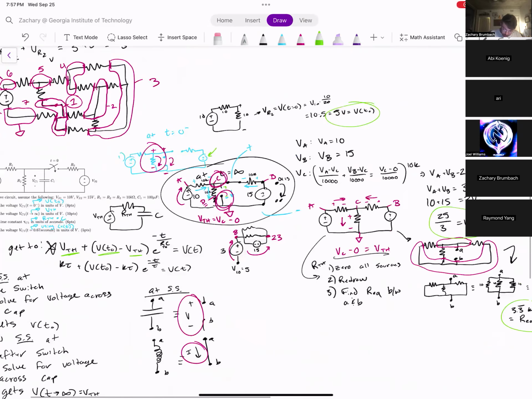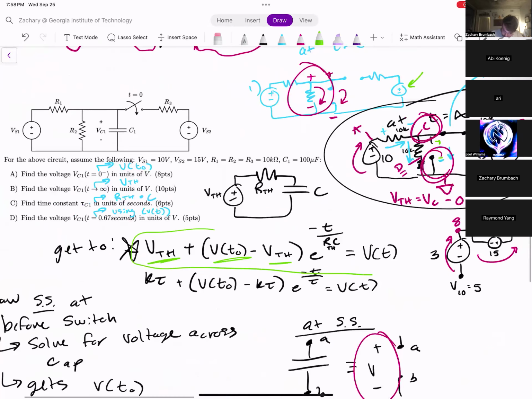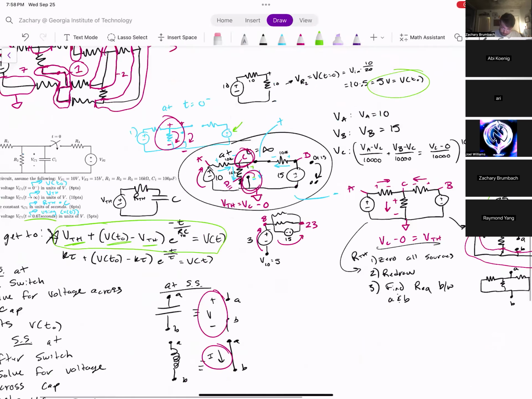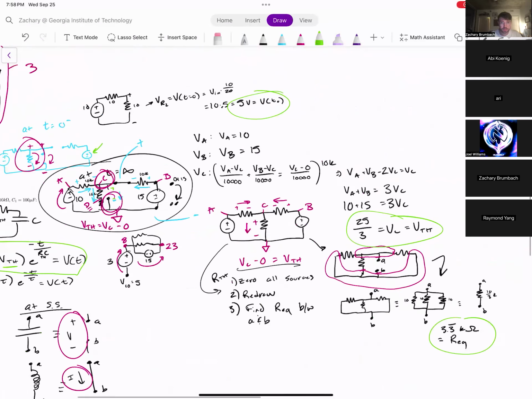And from there, we slap it into this equation and we solve for whatever value of t they tell us to find v. Can you scroll back up really quick to the V when t equals zero stuff? Does this cover everything? Yeah. Okay, good.